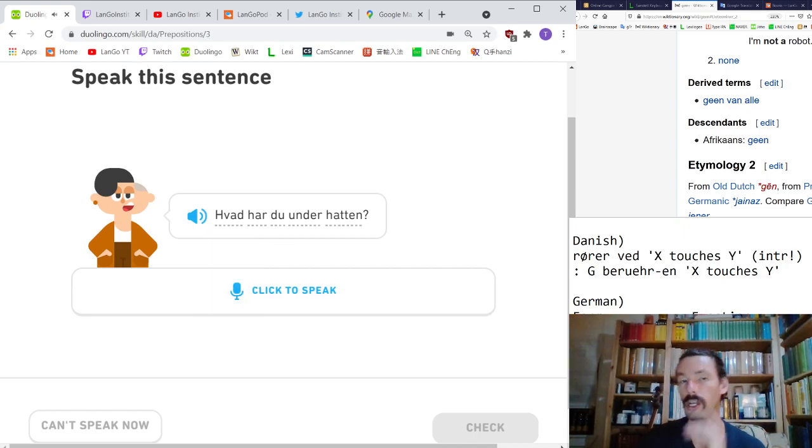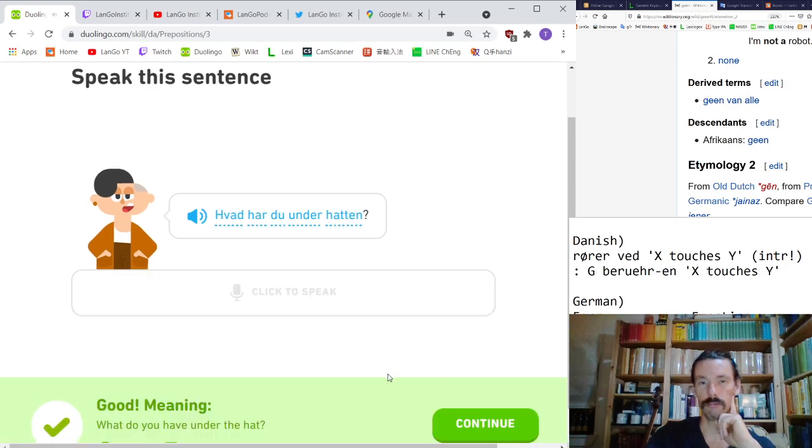So listen to the different sounds of the vowel spelled A. Hvad, here? A. Har. Then hætten. Hatten. Hvad har du under hatten? Hvad har du under hætten?